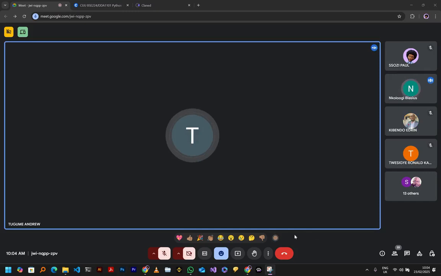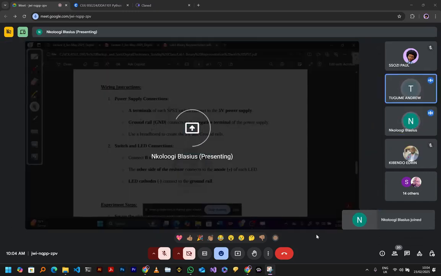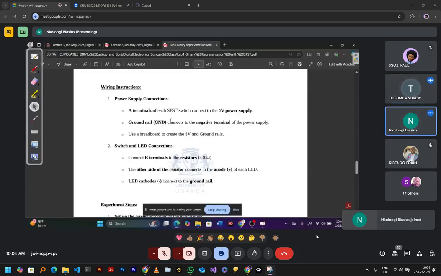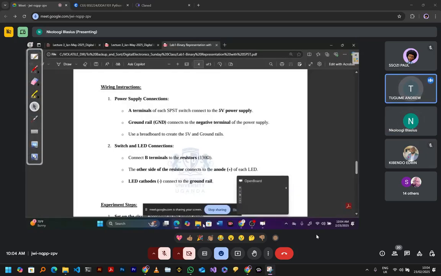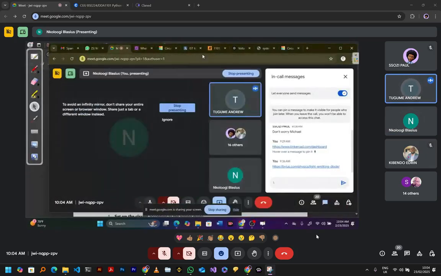Okay, so next connection is what? We are now connecting each of the 8 terminals to the power. The switches.